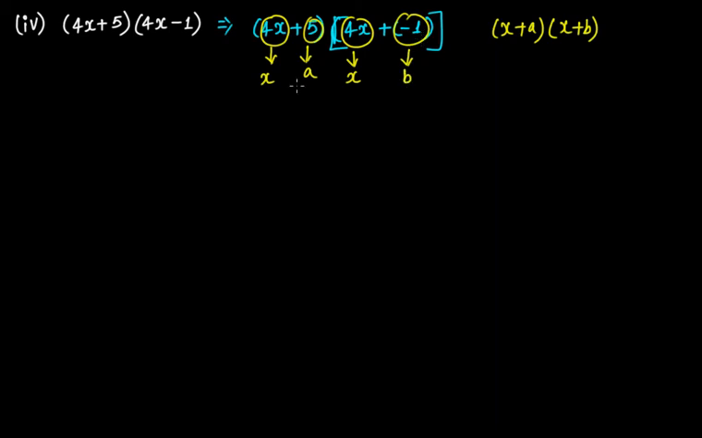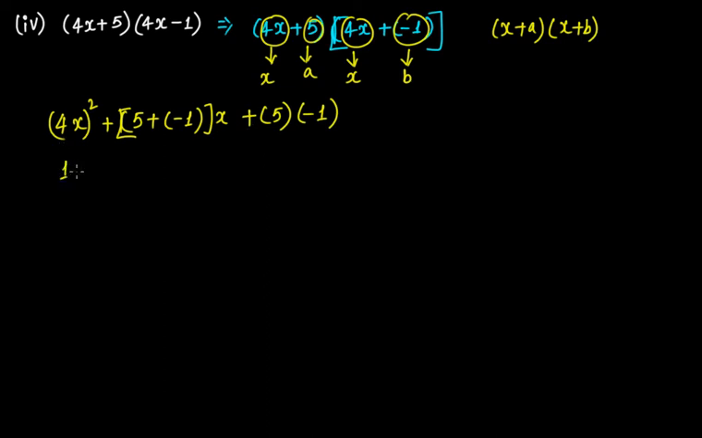Now the answer will be (4x) whole squared, that is x squared, plus (a plus b) means 5 plus minus 1 multiplied by x, plus ab means 5 multiplied by minus 1. This gives you 16x squared plus 4x, and this is 5 multiplied by minus 1, this is minus 5.